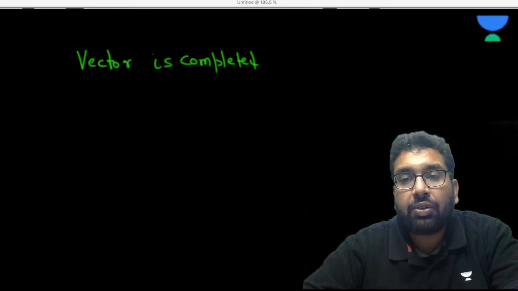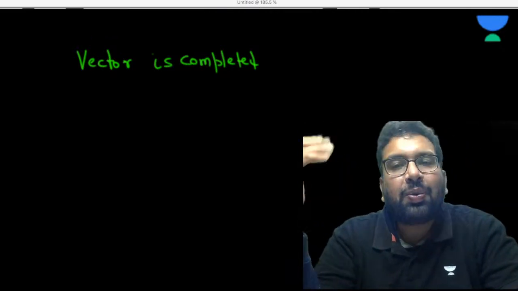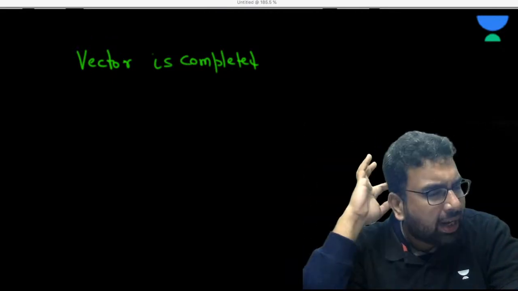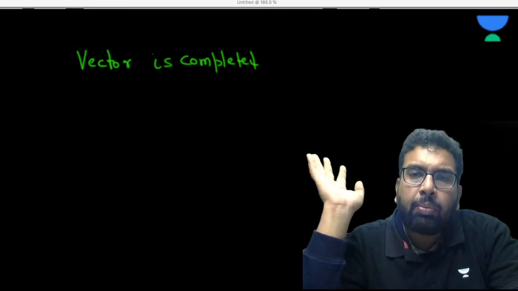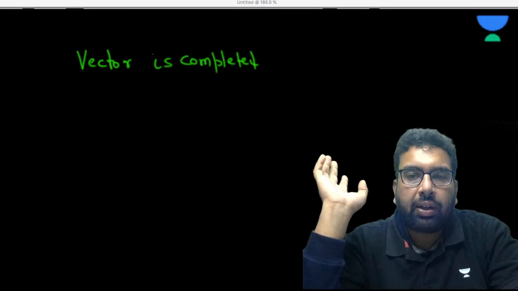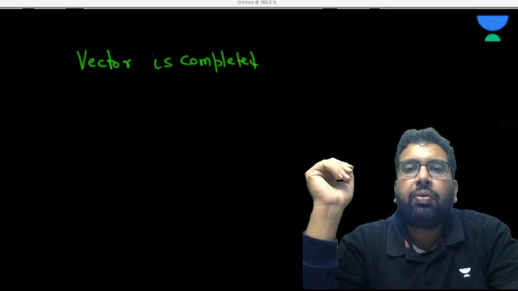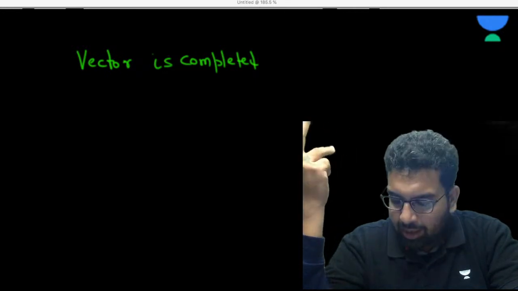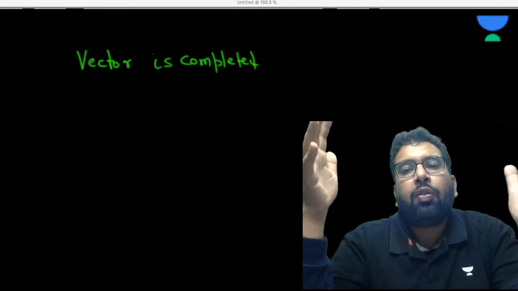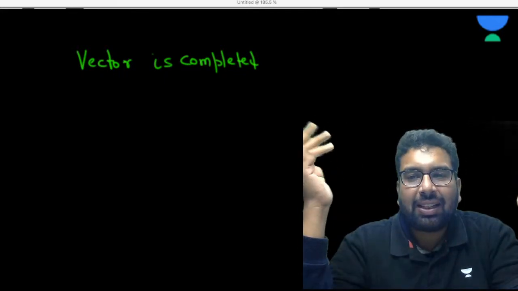From the next session, we will continue with our motion in a straight line. Kinematics is not going to take much time, because in the next session we'll be doing motion under constant gravity. Very important concept. Afterwards, we'll proceed with projectile motion and circular motion, and your kinematics is going to be over. Vector was a big portion. So guys, I hope that this is clear to everyone.